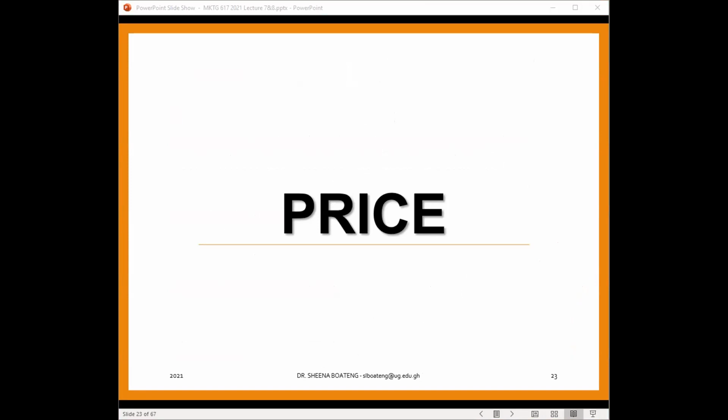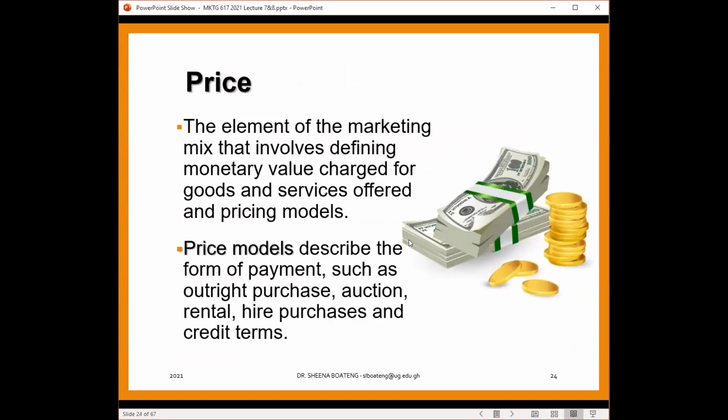And this has to do with money and the value that is exchanged for various products and services that are offered online. So when we talk about price, it's basically about the monetary value charged for goods and services offered, as well as the pricing models at which these goods and services are offered online.